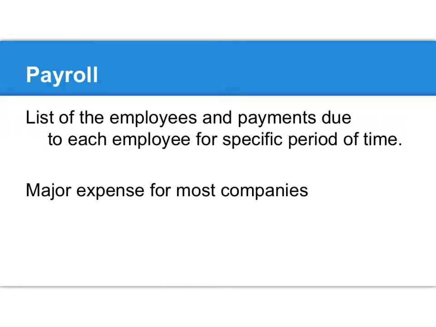First off, let's define payroll. Payroll is a list of the employees and the payments that are due to them for their work over a specific period of time. This could be done weekly, it could be done every other week. There are other pay periods that we'll talk about, but the common ones are weekly and bi-weekly. Payroll is a major expense for most companies. In fact, it's often one of the largest, if not the largest, expense for most companies.